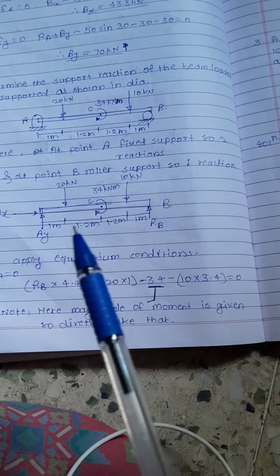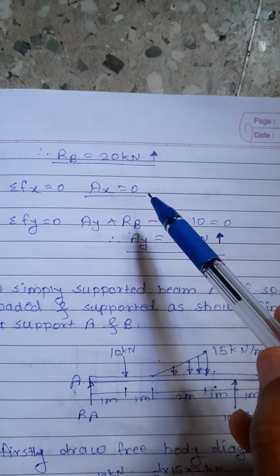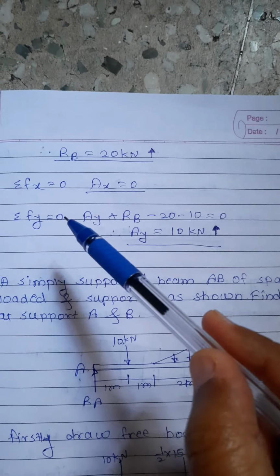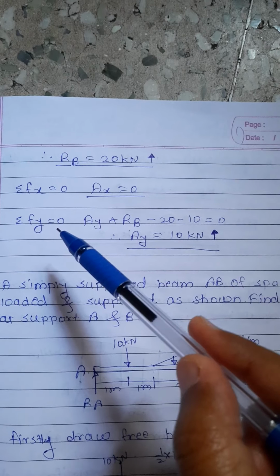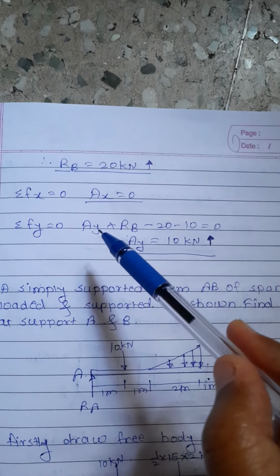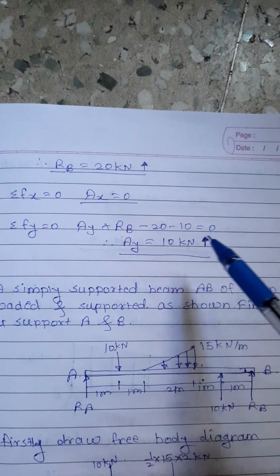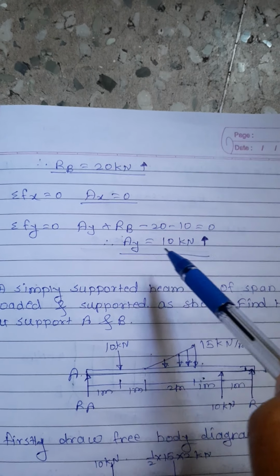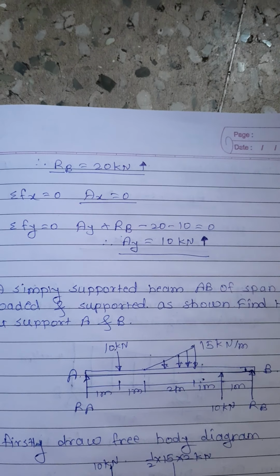Then apply the second, that is summation of forces about x equal to 0. So Ax, only one force it is there, so it is equal to 0. Then the next is summation of forces along y-axis equal to 0. Ay plus Rb minus 20 minus 10. So we will get the y component as 10 kilonewton.